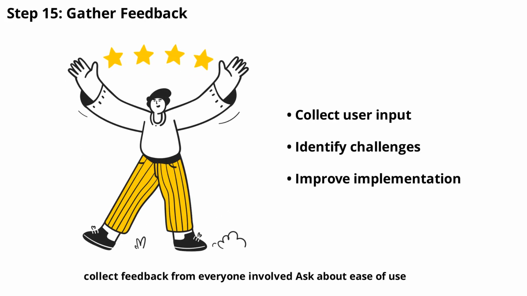After piloting the RPA solution, collect feedback from everyone involved. Ask about ease of use, any technical issues, and the impact on daily work. Honest feedback helps you identify areas for improvement and ensures that the final implementation is as effective as possible. Use this input to make necessary adjustments before scaling up.